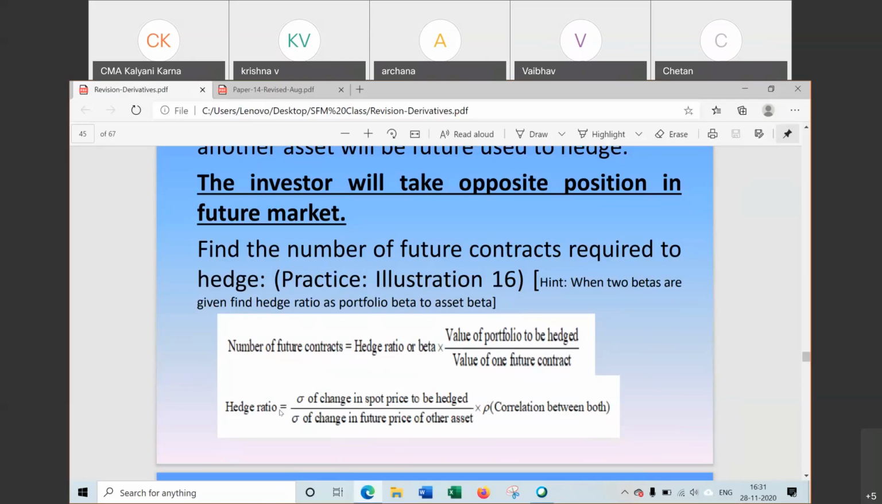Otherwise, the formula of hedge ratio is standard deviation of change in spot price divided by standard deviation of change in future price multiplied with correlation. But generally beta is given. In this chapter, hedge ratio is not being asked to find. So when beta is given, we have to take beta. Sometimes two values of beta, beta of asset and beta of portfolio, are also given. So when two betas are given, hedge ratio will be portfolio beta to asset beta. Portfolio beta will be in numerator. So hedge ratio is portfolio beta divided by asset beta.